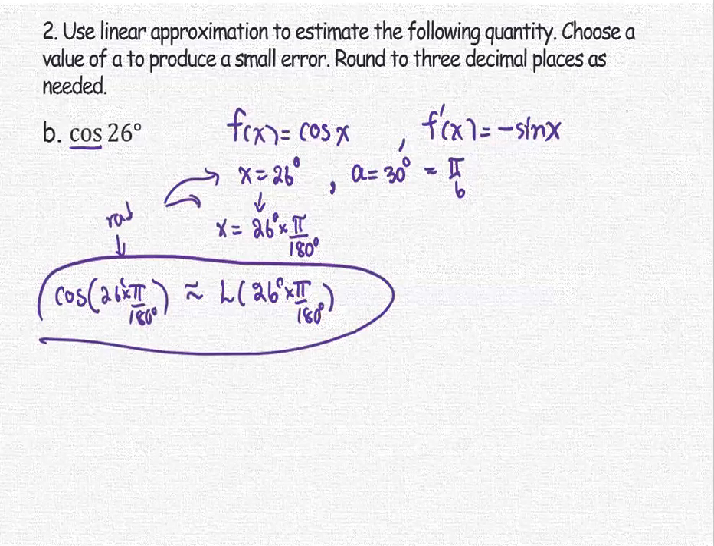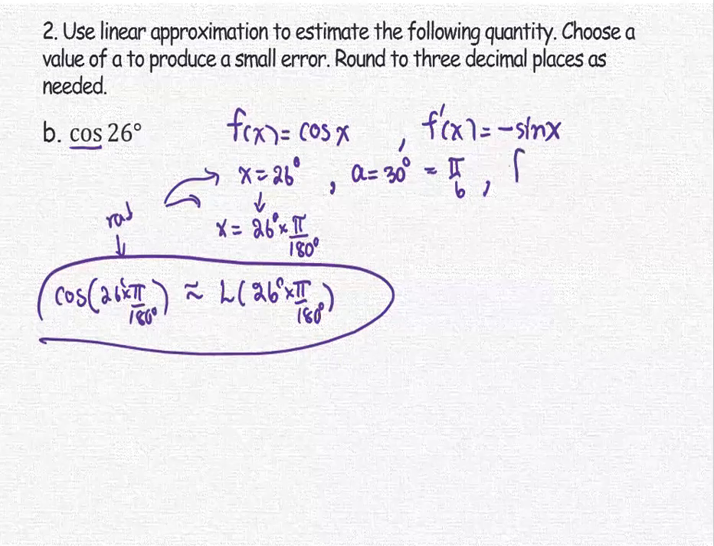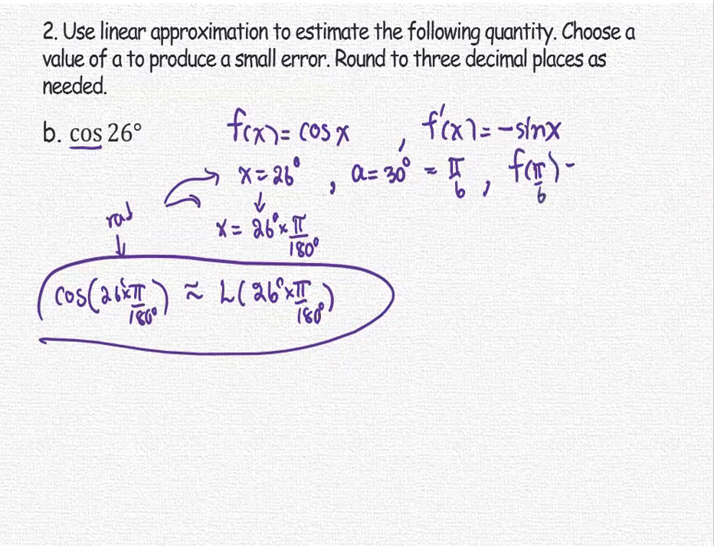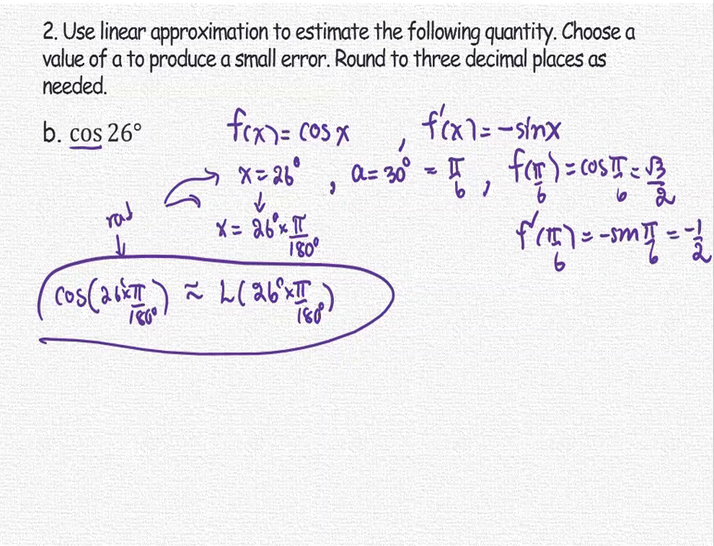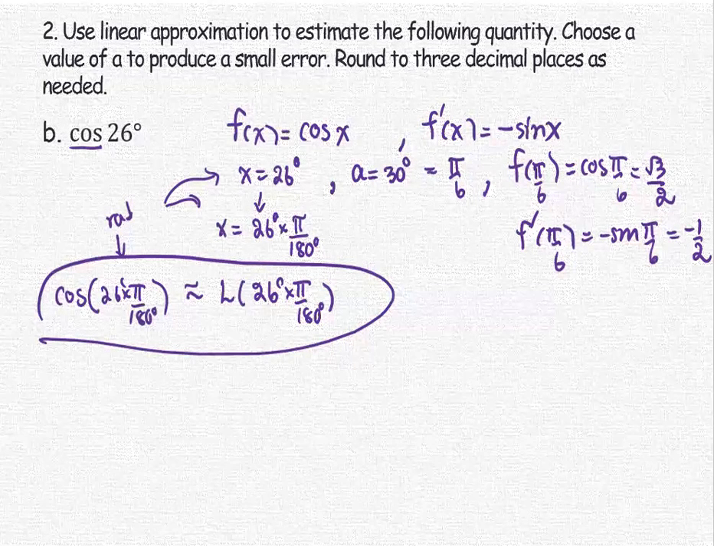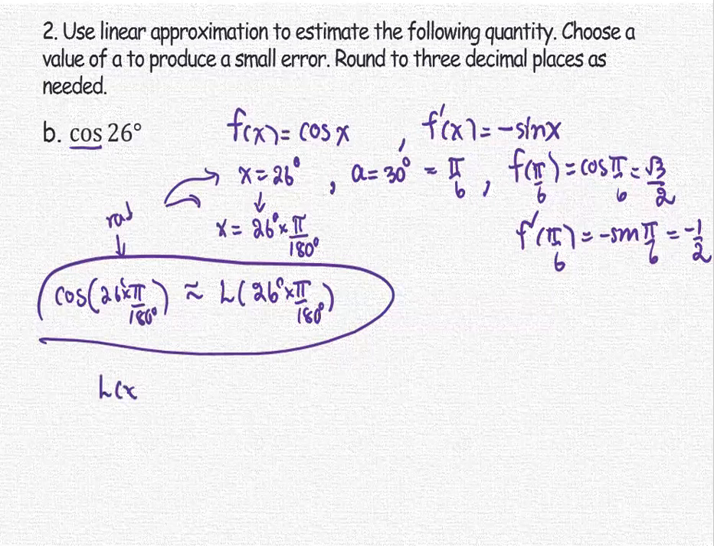Now, since a is pi over 6, the function at pi over 6, the cosine at pi over 6, what would that be? Square root 3 over 2, or the cosine of 30 degrees. And then the derivative, f prime at pi over 6, is negative sine of pi over 6, or negative 1 over 2. Okay, we got all three pieces that we need for the linear approximation equation.